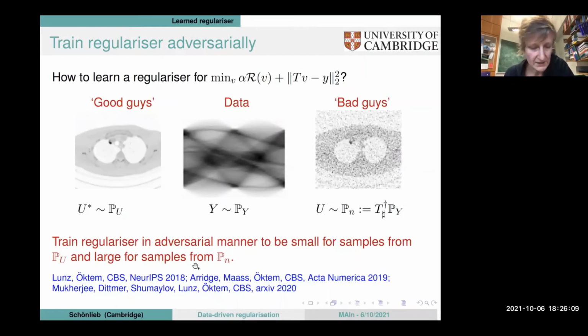Okay, and then we do what I just said. We train the regularizer in this adversarial manner. This is why we call it the adversarial regularizer, to be small for samples from the distribution of the good guys that I call PU, and large for samples from the distribution of the bad guys that I call PN, where N stands for noise and U stands kind of for the ground truth. Okay, so this is what I want to compute.